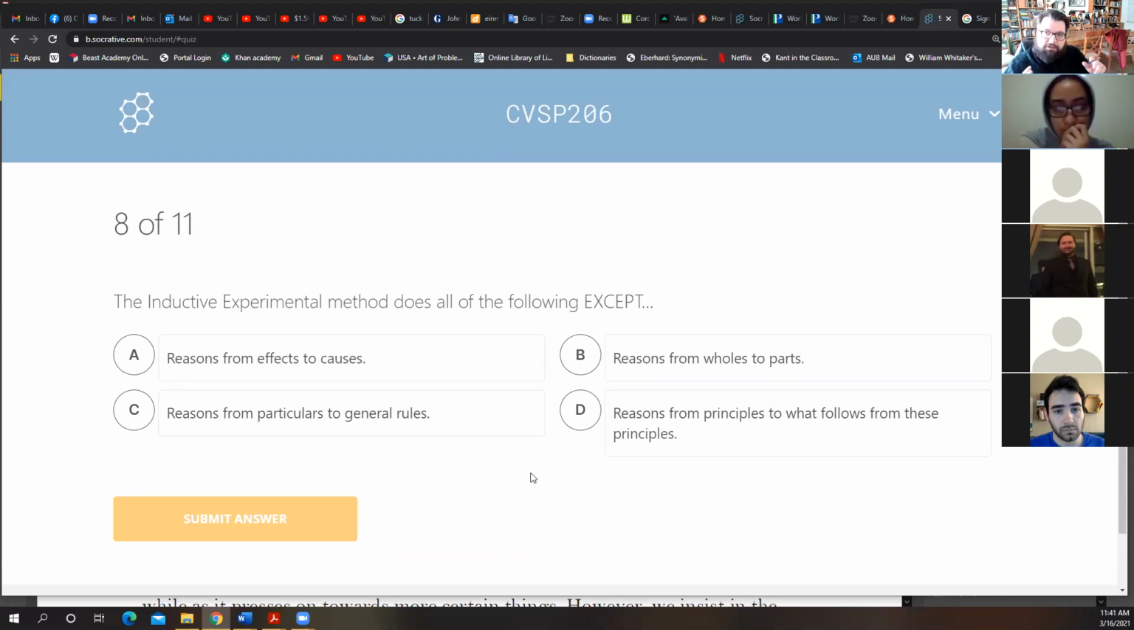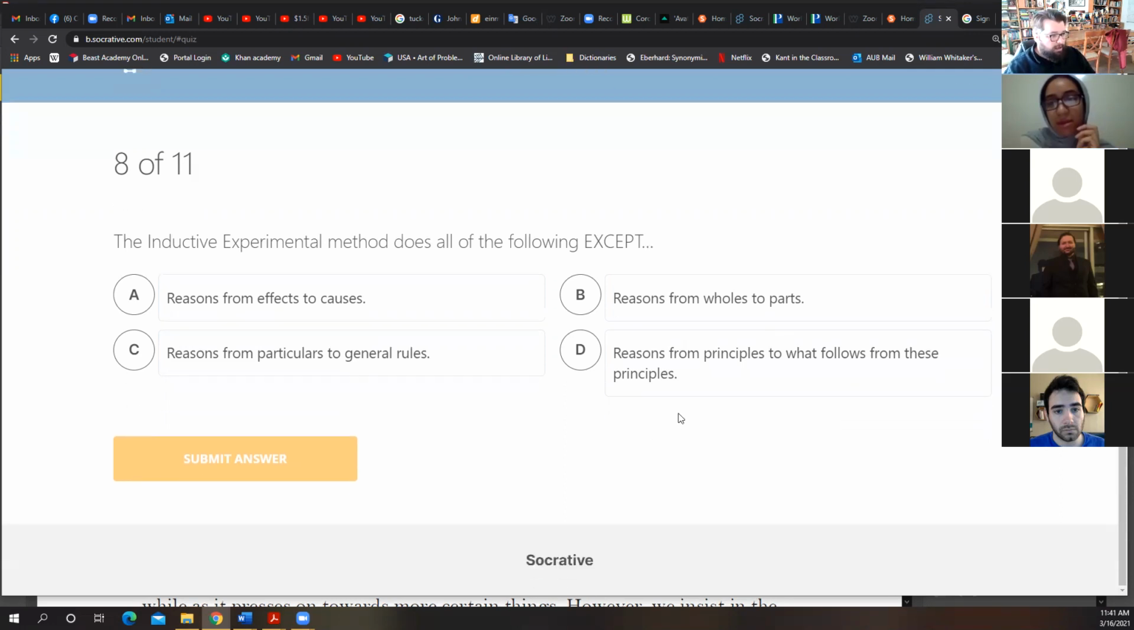Although they are in opposite directions, that does not mean that you can go both directions in the same way and following the same rules. We're still trying to figure out what the rules of induction are, but we've known what the rules of deduction are for quite a while. So deduction reasons from principles to what follows from these principles.